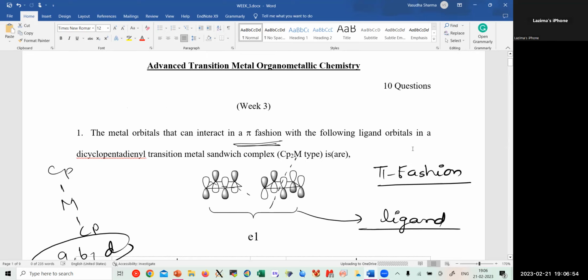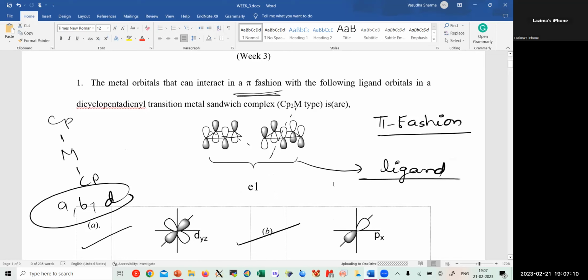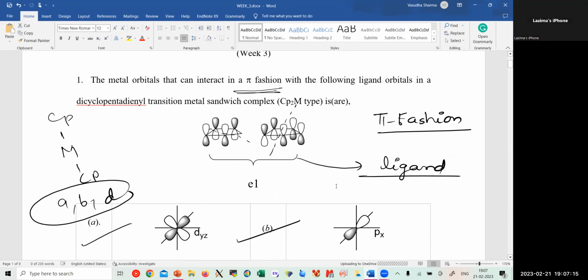So we will quickly go to all the questions one more time, how the questions have been asked and what approach we need to use to complete and to get the answers. The first question, we have already seen in the lectures: the metallocene orbital contribution and everything has been given. Okay, great.